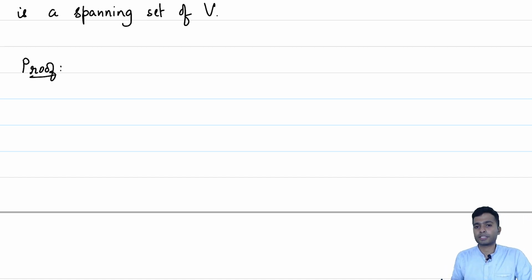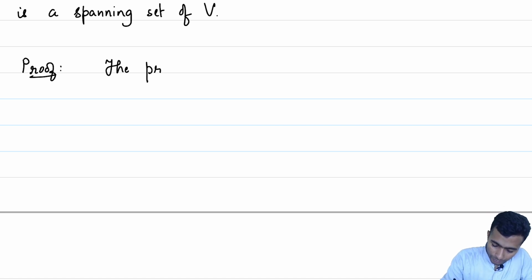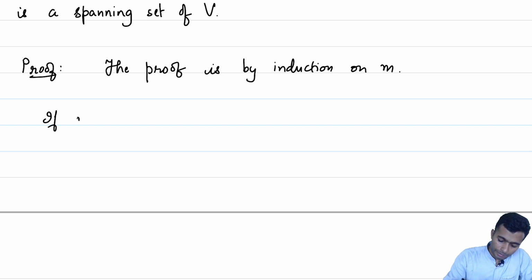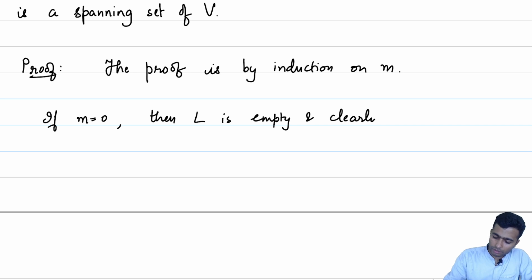So, the proof is by induction on m. Suppose m is equal to 0. What does it mean? If m is equal to 0, that means that L has no elements, that means L is empty, right? Then L is empty, and clearly m is less than or equal to n, there is nothing to prove there.